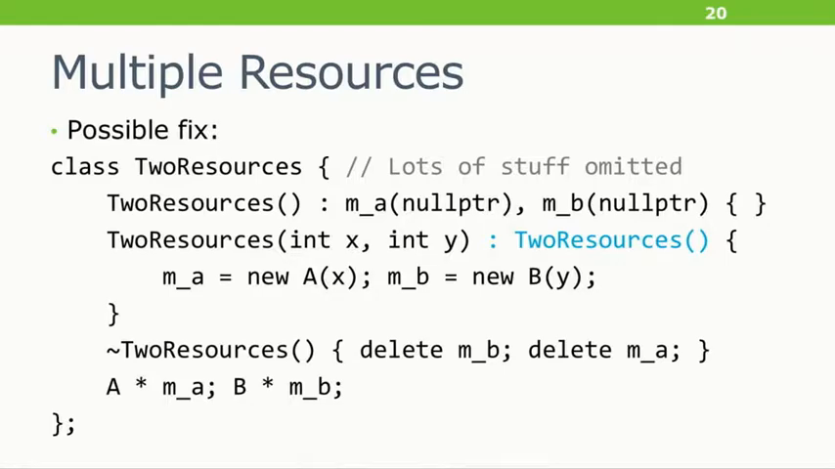This is a C++11 delegating constructor. You can have constructors call each other now. This is actually very useful in other contexts. But in this case, what it means is that the TwoResources constructor from two ints will delegate to the default constructor, null out the pointers, and then execute its body essentially as a normal function call, newing up the A and newing up the B. The standard actually says that this will not leak.